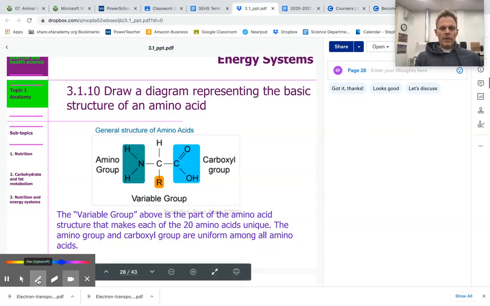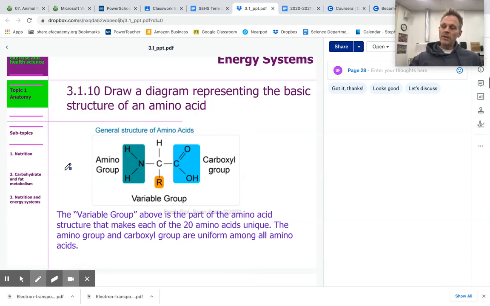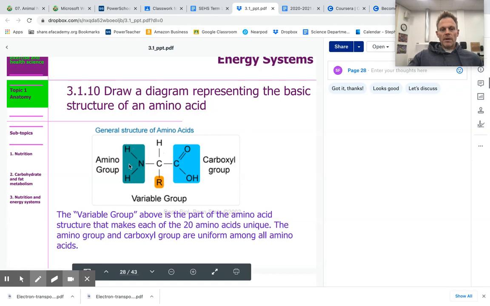3.110 would like us to be able to draw a diagram showing the structure of an amino acid. So I have it here on the left. I'm just going to draw it again. You can probably just look at it and say, Mr. Fleming, why bother? But let's just talk through it.